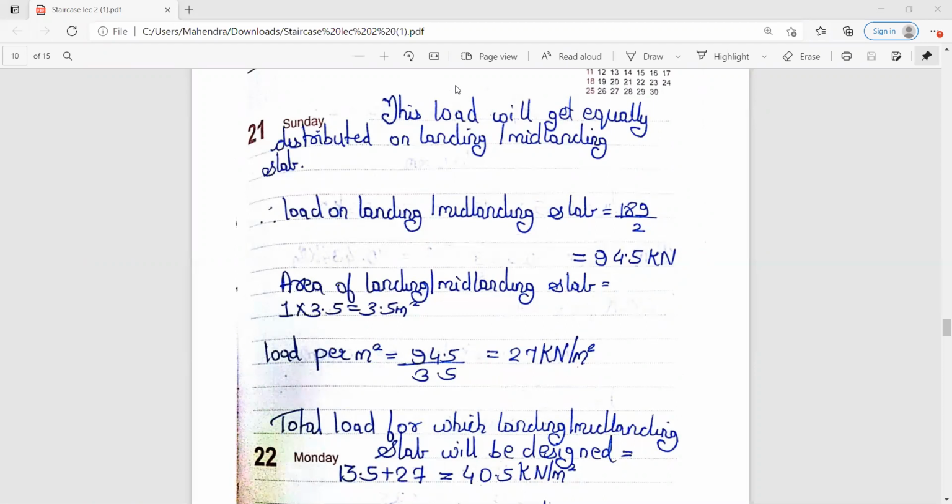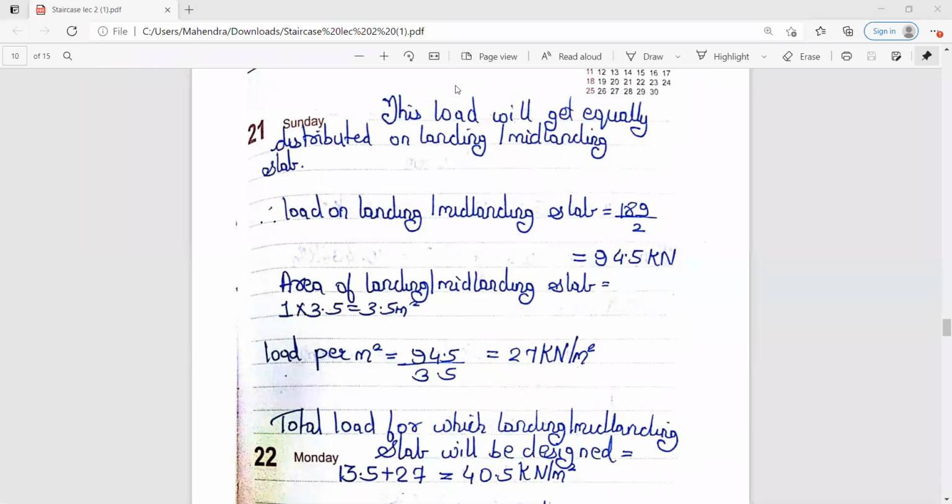Now you need to calculate the total load for which the landing or mid landing slab will be designed. So the total load will be the load that you had calculated earlier. See the previous step in which you had calculated load, that is 13.5 plus 27. So you are going to get the total load for which the landing and mid landing is to be designed. That will come up to be 40.5. So everyone understood? Any doubts in this sum? If you are having any doubts up till here, you can ask. Otherwise, proceed with the sum.